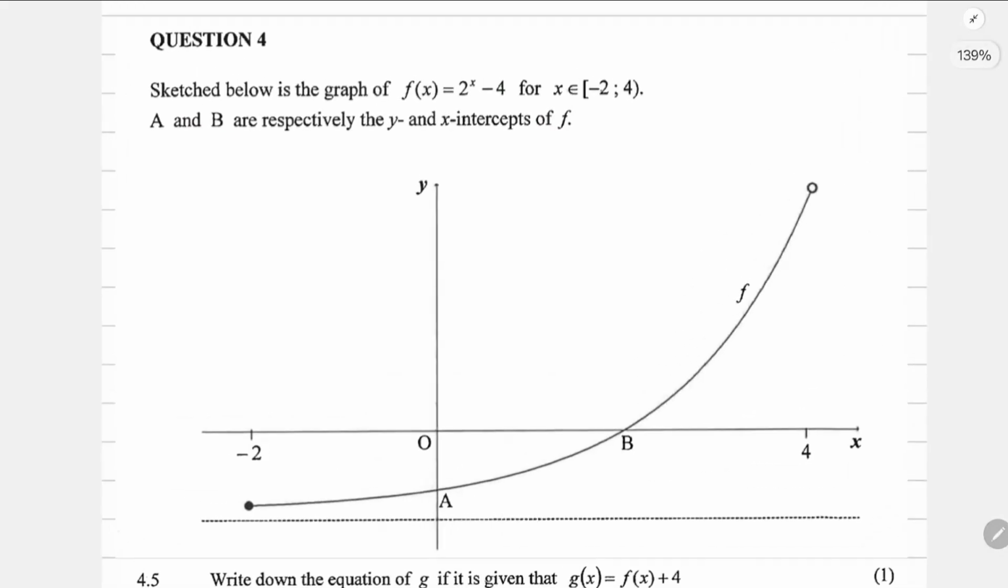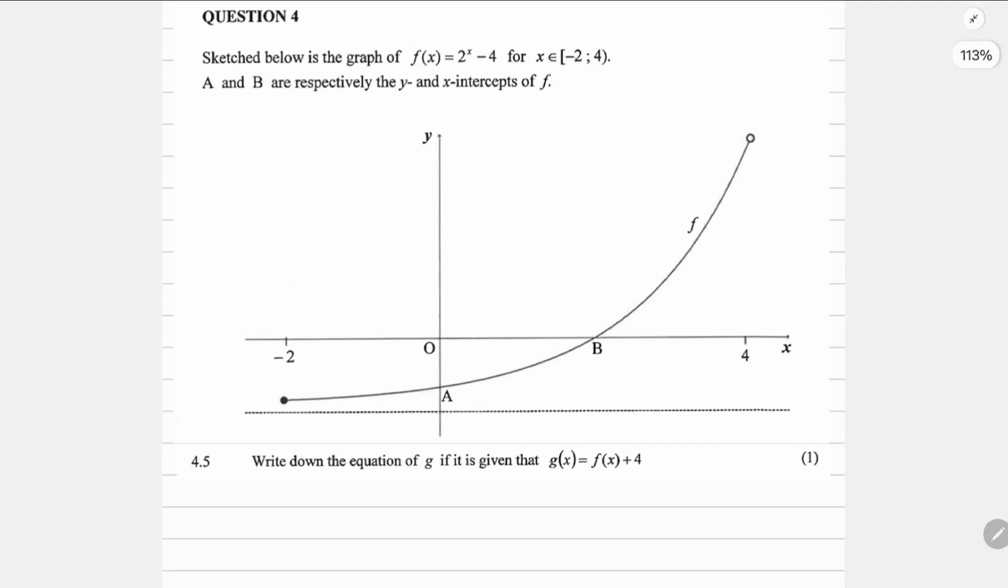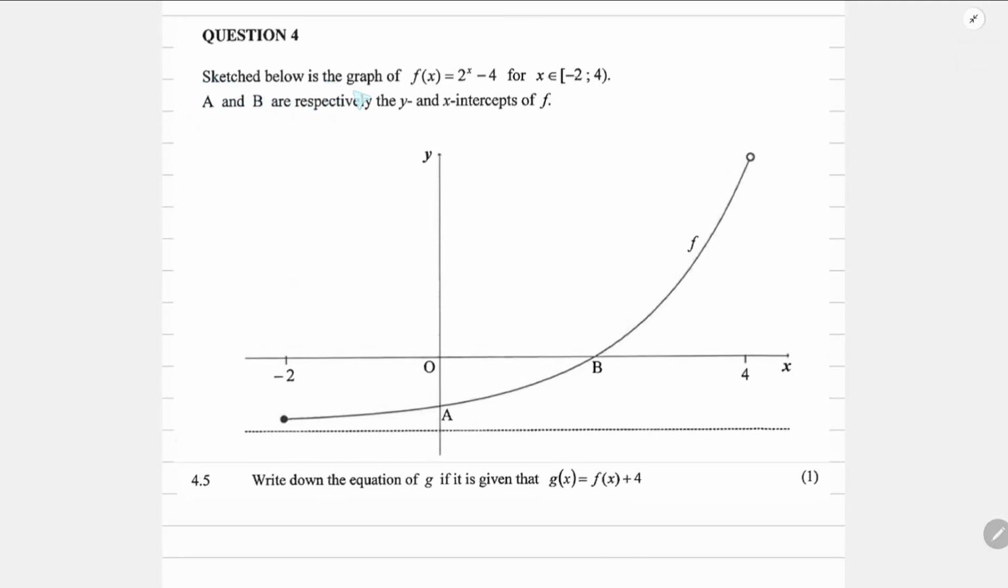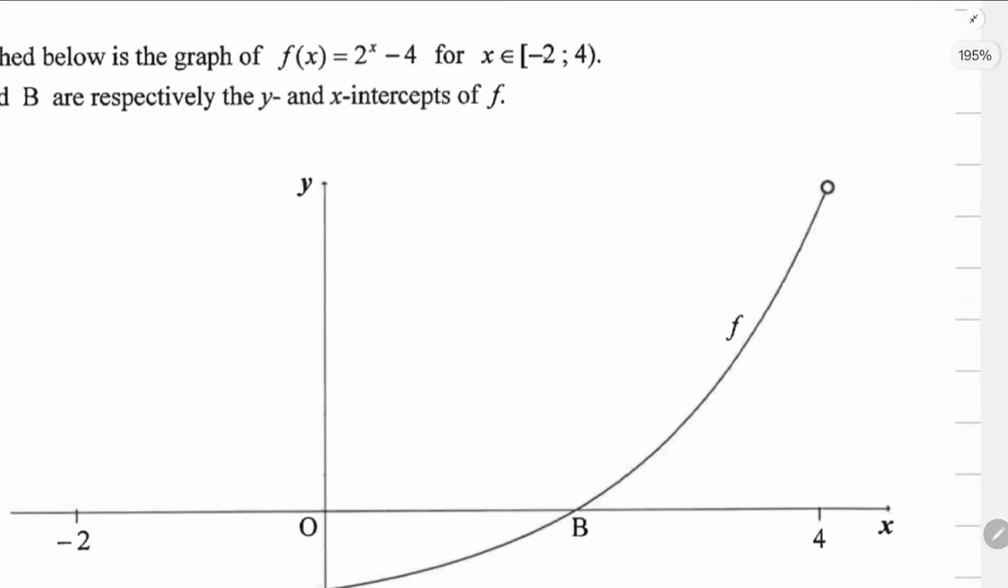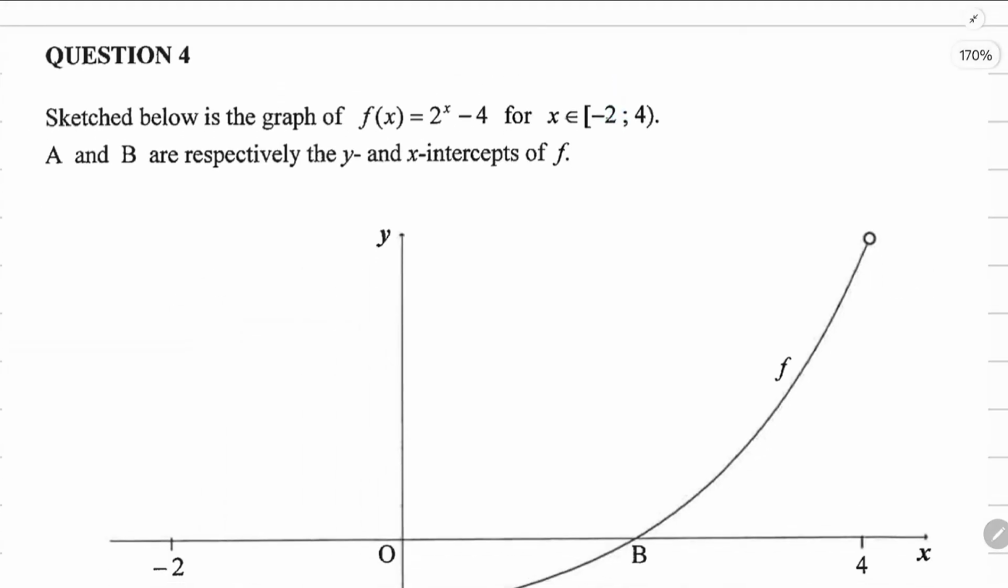With question 4, we're just going to start from 4.5 because that's really all we need to be able to answer that. Remember that they told you the sketch below is the graph of f of x, and it's this exponential function, and it has -4 there. So you know that the horizontal asymptote is y equals -4. We already went through all of that in that video. But the domain is going from -2 to +4. Well, not exactly at +4, but right before +4. So it's not necessarily equal to +4, but it is equal to -2.